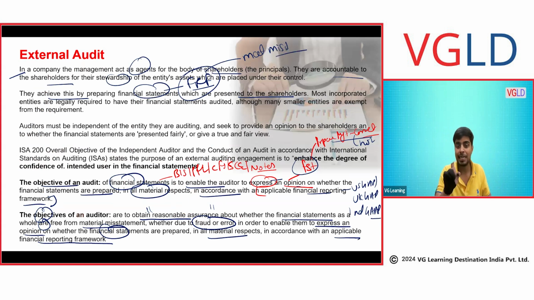Okay, not misstated but materially misstated. So we can see that there can be errors. Definitely, if we identify an error as an auditor, we will ask management to correct it. It's not like we are going to leave them. But our purpose is to provide an opinion on material misstatement, not the small misstatements.